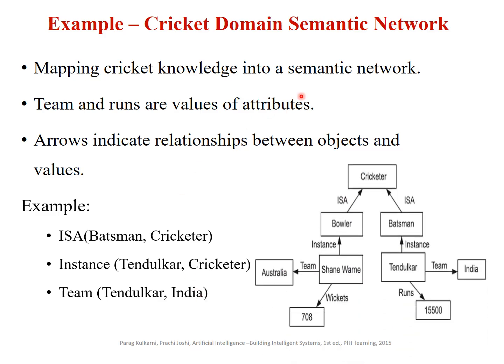This is a sample semantic network, which explains the various relations: is a, instance, and has part of relation. As we could see, bowler and batsman have an is a relation with the cricketer, and Tendulkar is a batsman. So we represent instance, and Tendulkar belongs to the team India. He has runs, say this many runs.